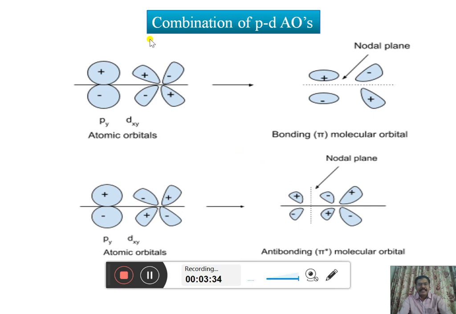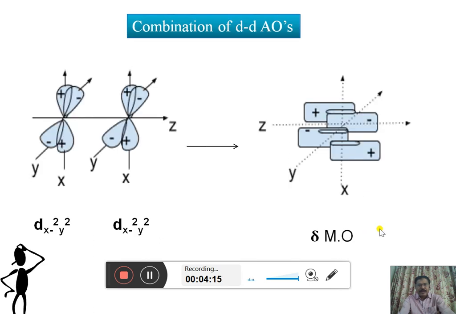Next is the p orbital of one atom combining with the d orbital of another atom producing a pd combination. Here a suitable metal py orbital and another dxy orbital having the particular symmetry overlap and produce a pi bonding molecular orbital. Here is the formation of a nodal plane. Then py orbital and again the dxy atomic orbital overlap, but there is a formation of a node between these two orbitals and produces an antibonding pi star molecular orbital.